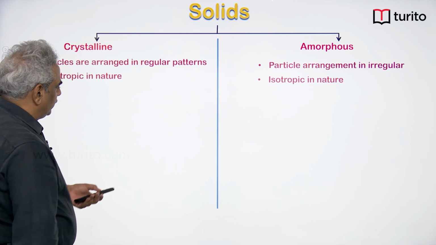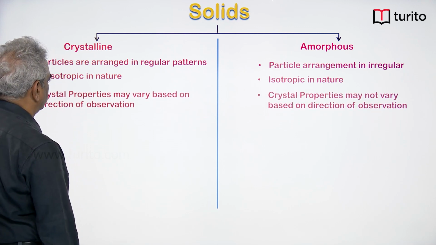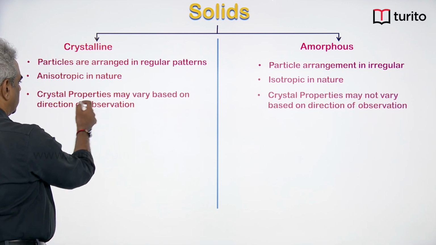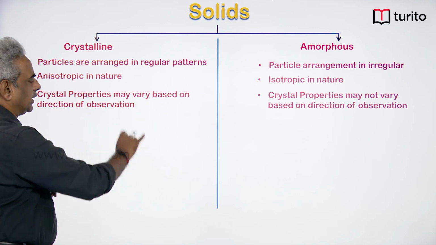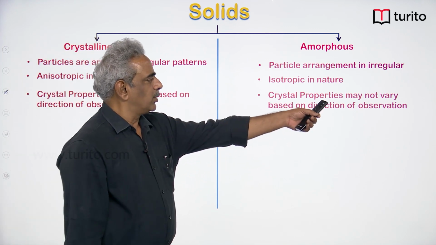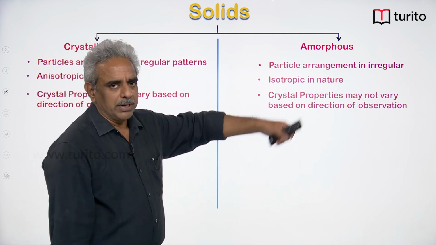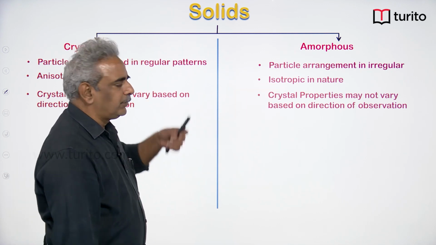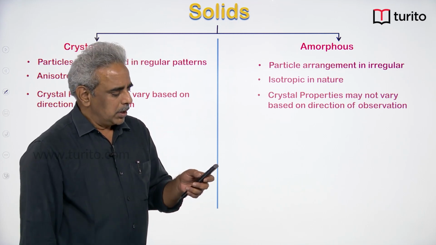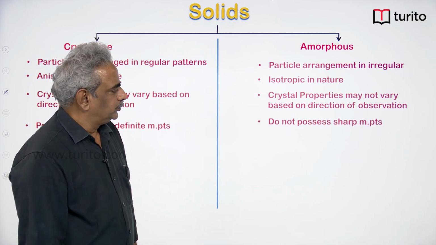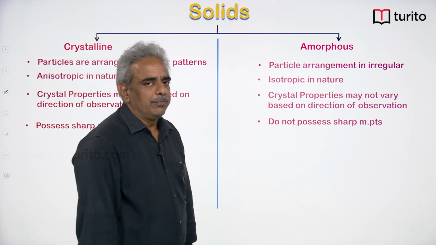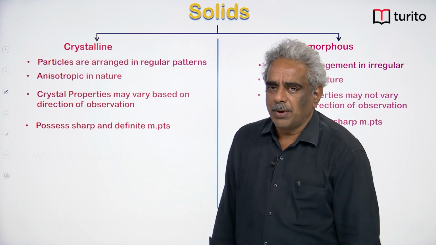The third one is a good one, the definition of the same. Crystal properties may vary based on the direction of observation. Here crystal properties may not vary based on the direction of observation. This is the definition of isotropy. This is the definition of anisotropy. Going to the next thing, it is a real beautiful difference between crystalline and amorphous substances.